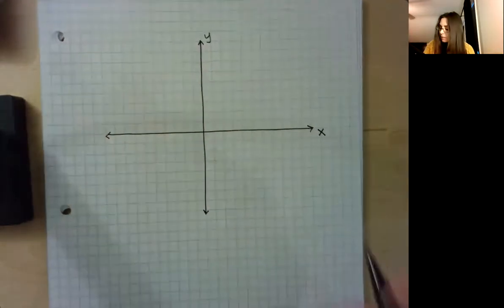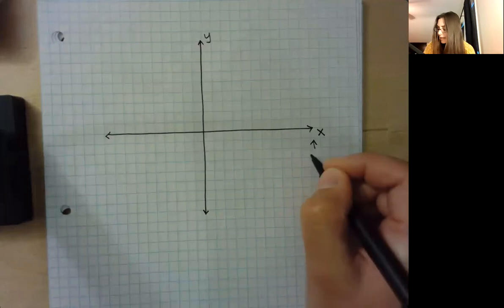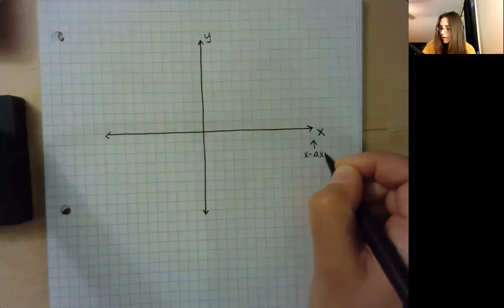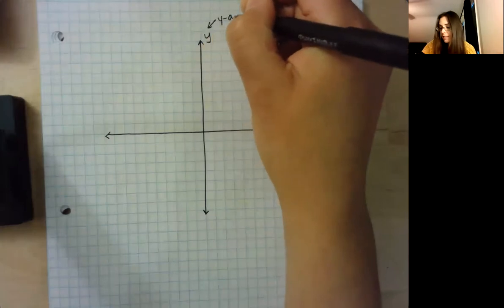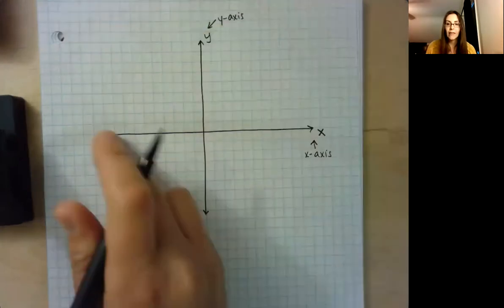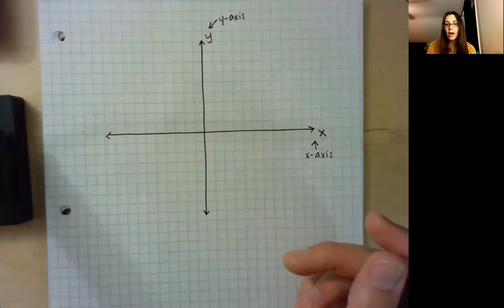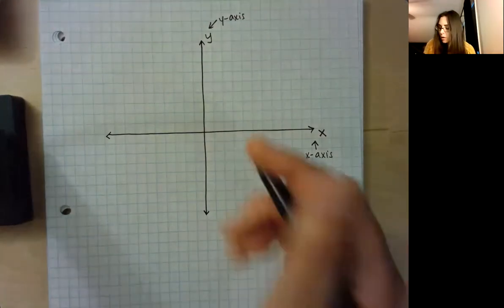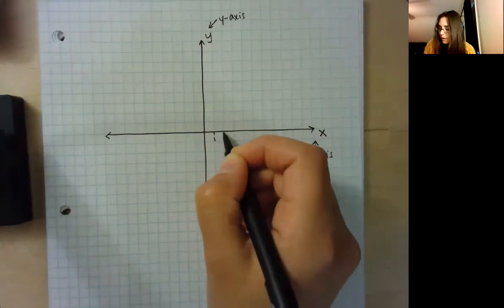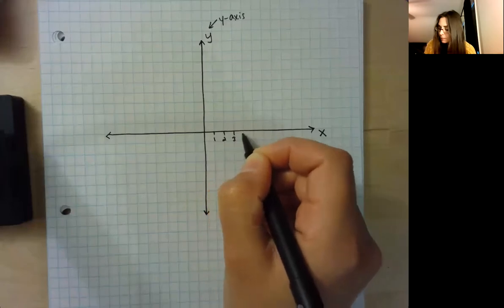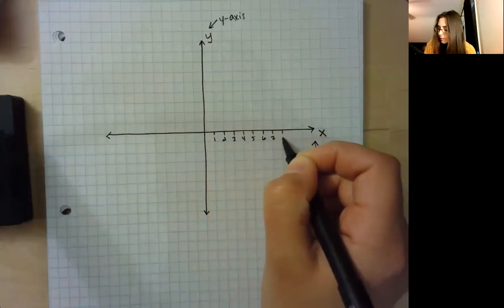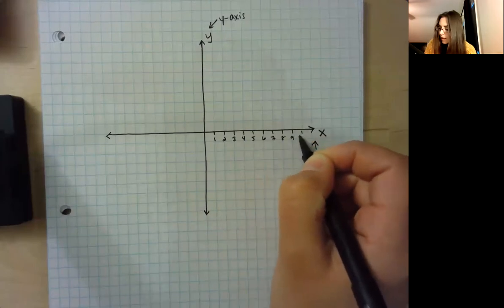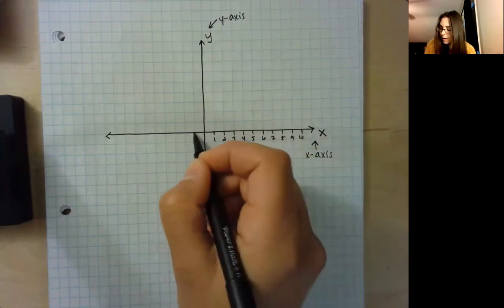So this here is called your x-axis. And this one here is called your y-axis. And that's the actual line, the number line that runs. For our x-axis, you're going to have positive values on the right. And you're going to have your negative values on the left.